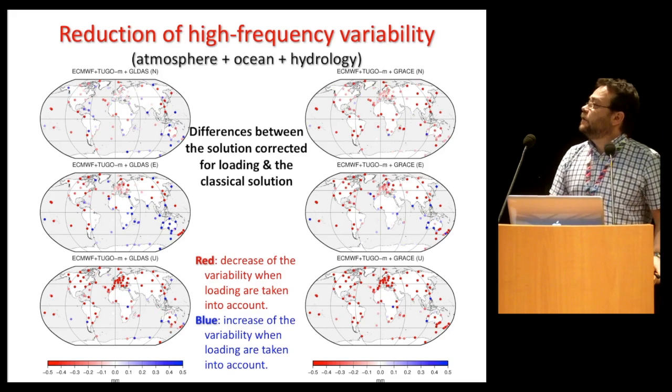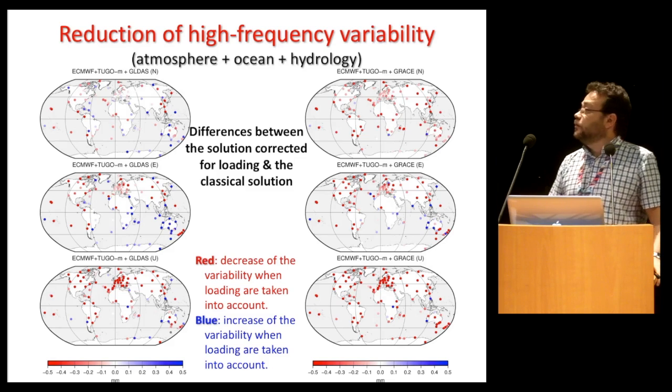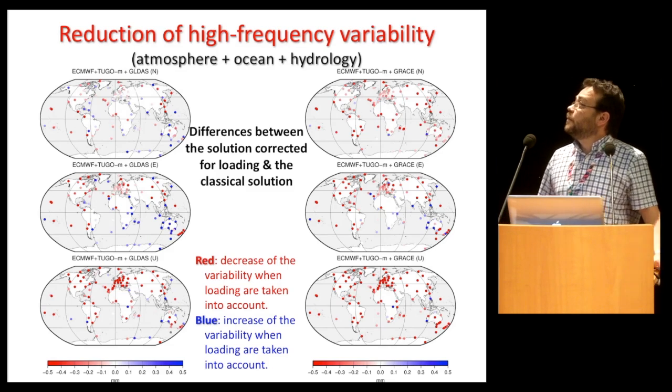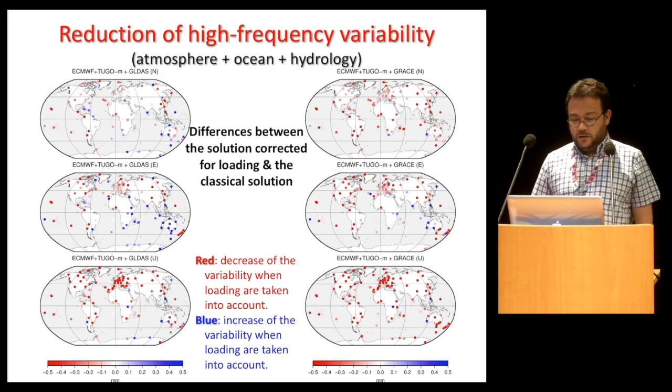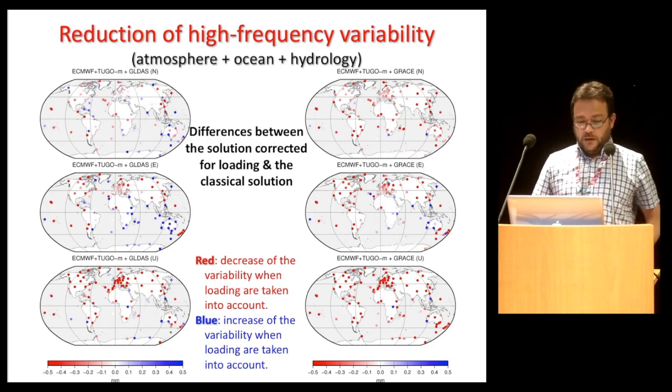If I add the hydrology, I have a slightly better result, especially when I use GRACE instead of GLDAS, but there are also still some remaining problems in the horizontal component, mainly the east. I have a reduction almost everywhere for the north.